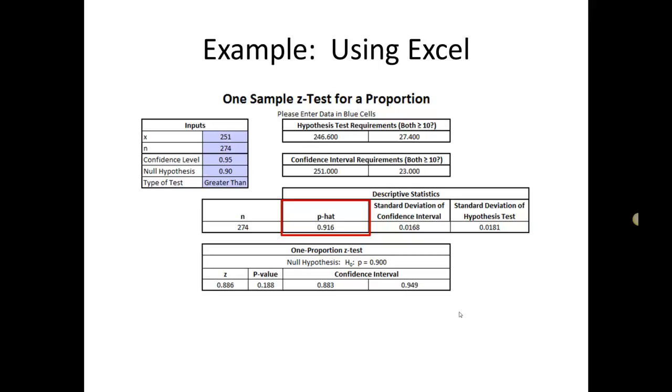So we also can look at p hat, which is the point estimate, again, for p when we're dealing with proportions.